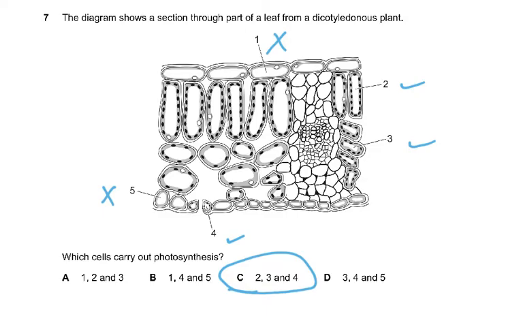You see, guard cells, maybe they have not shown you chloroplasts in there, but you know that guard cells contain chloroplasts. It's a point of the syllabus. So 2 is the palisade mesophyll, 3 is the spongy mesophyll, and 4 is the guard cell which contains chloroplast. So it's 2, 3, and 4, and so the answer to 7 is C. Because these contain chloroplast, and chloroplast contain chlorophyll, and chlorophyll is the site of photosynthesis.